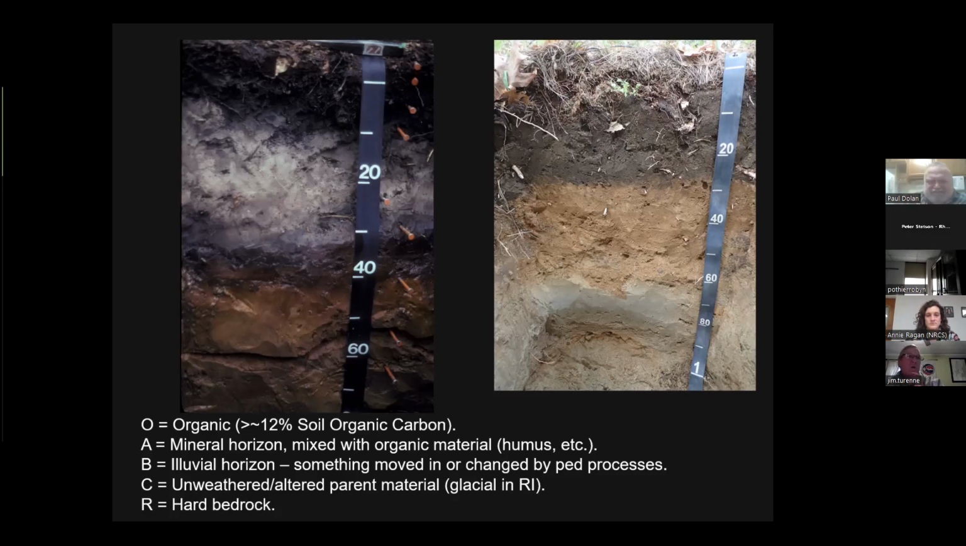So O is organic. You're only going to find organic horizons if you're in a very wet, poorly or very poorly drained wetland area, or in a forested area that's well drained, and the organic material is just going to be your undecomposed leaf litter. That's pretty easily identifiable. The A horizon is mineral, so it has less than 12% organic carbon, and it's characterized as having a mixture of organic material, humus, detritus, that is giving it a dark color.